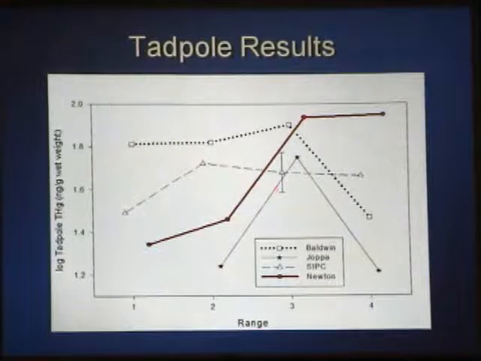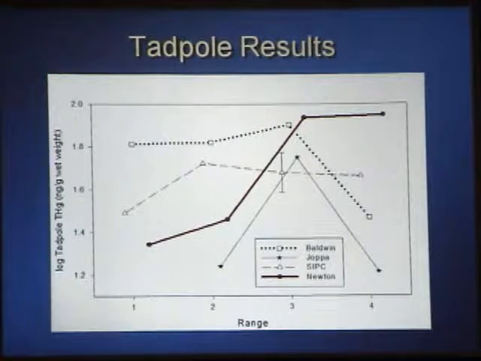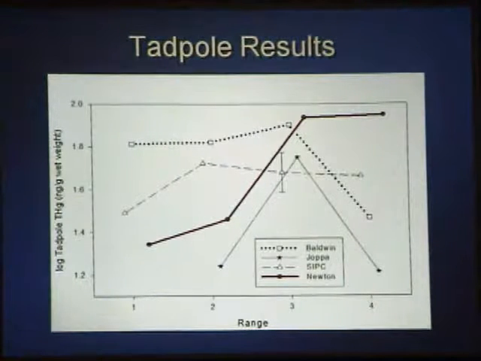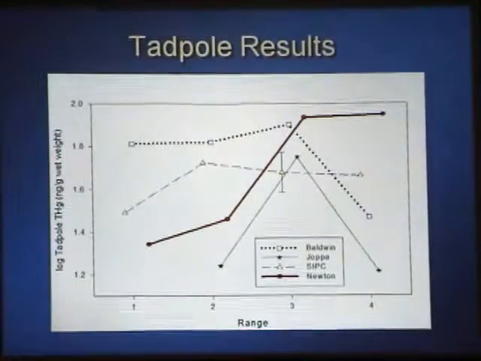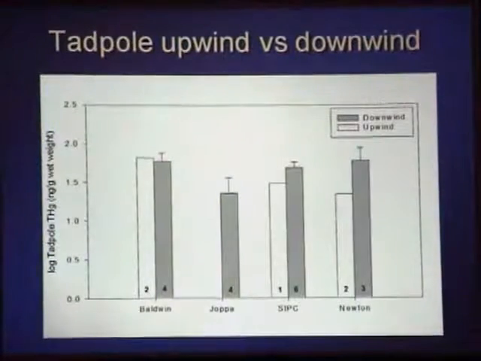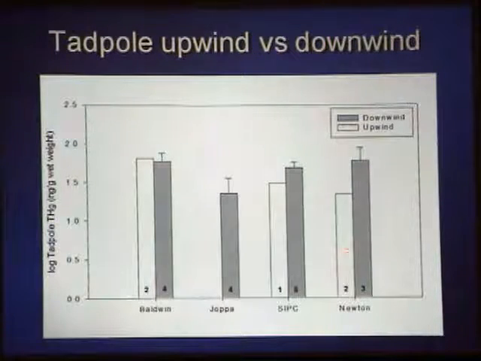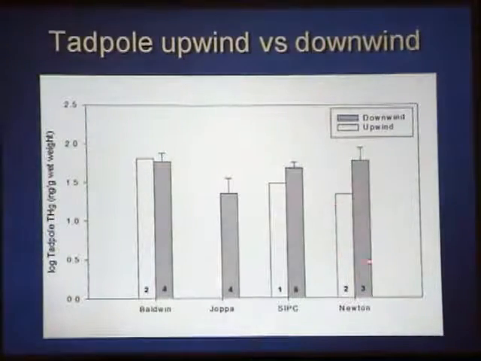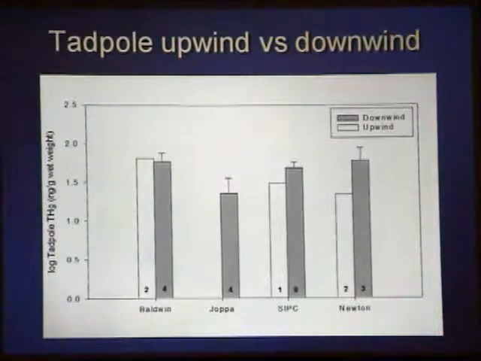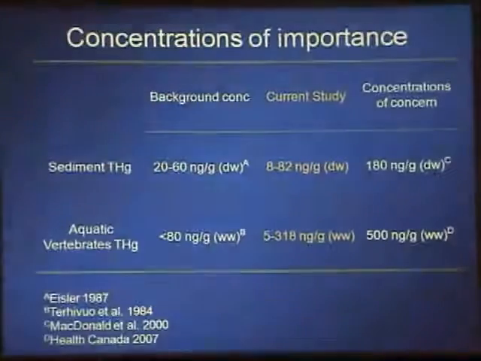Here's the Newton power plant again, and that was a power plant where we had a significant difference in sediment concentration, and we had a trend towards a greater concentration in tadpoles downwind relative to what we had above the power plants. Again, here's the data in a bar graph. Again, no significant difference, although the biggest trend appeared to be here in the Newton plant.